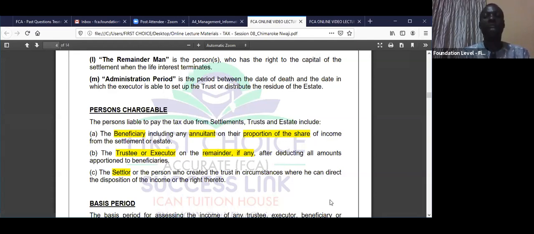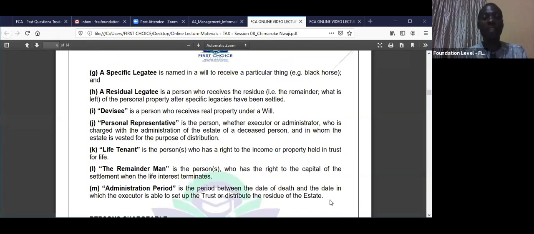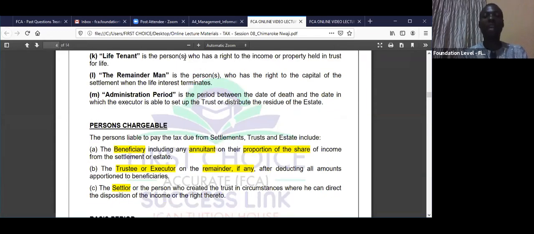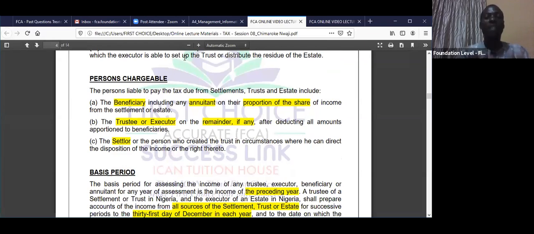is also chargeable to tax. Why? Because we call him one name, a remainder residual legatee. So because he's a residual legatee who receives the residue, he is chargeable to tax. The beneficiary and annuitant are specific, and they are chargeable to tax. The settlor, the person who created the trust, is also a chargeable person to tax. So these are the three groups of people that are chargeable to tax. I believe we are all following.